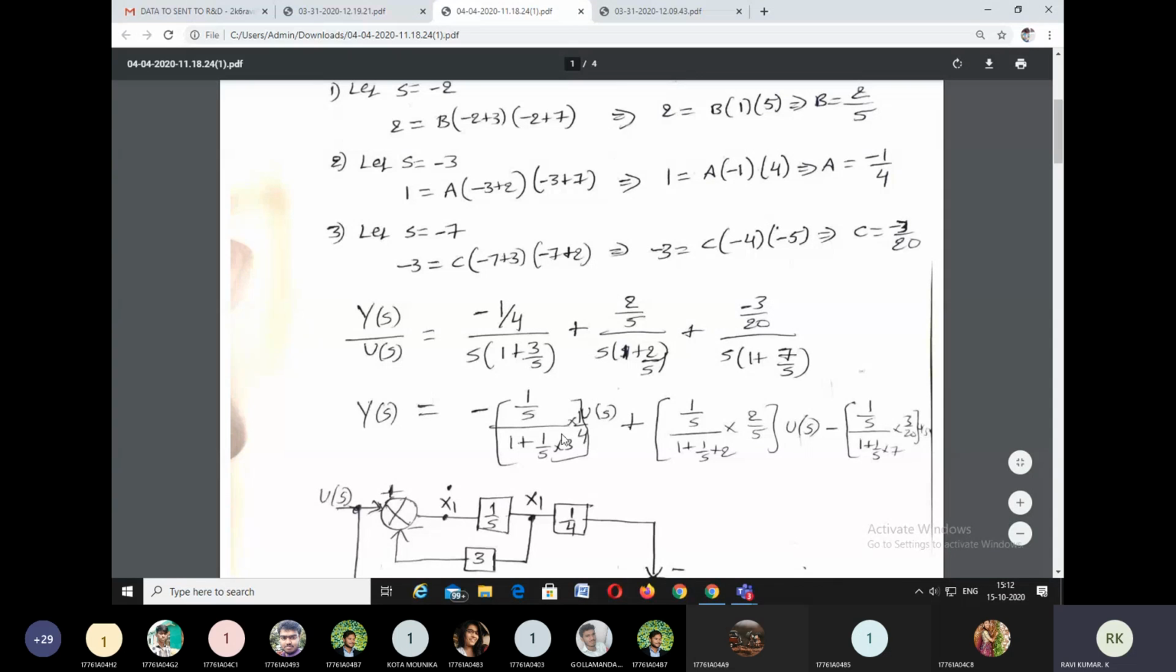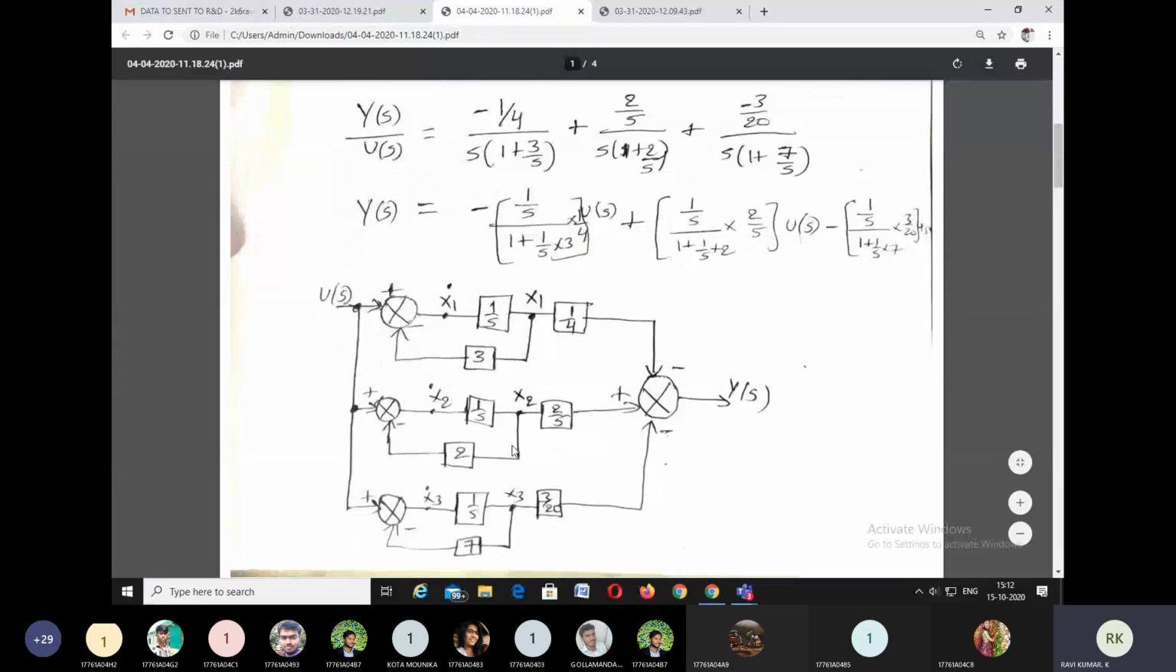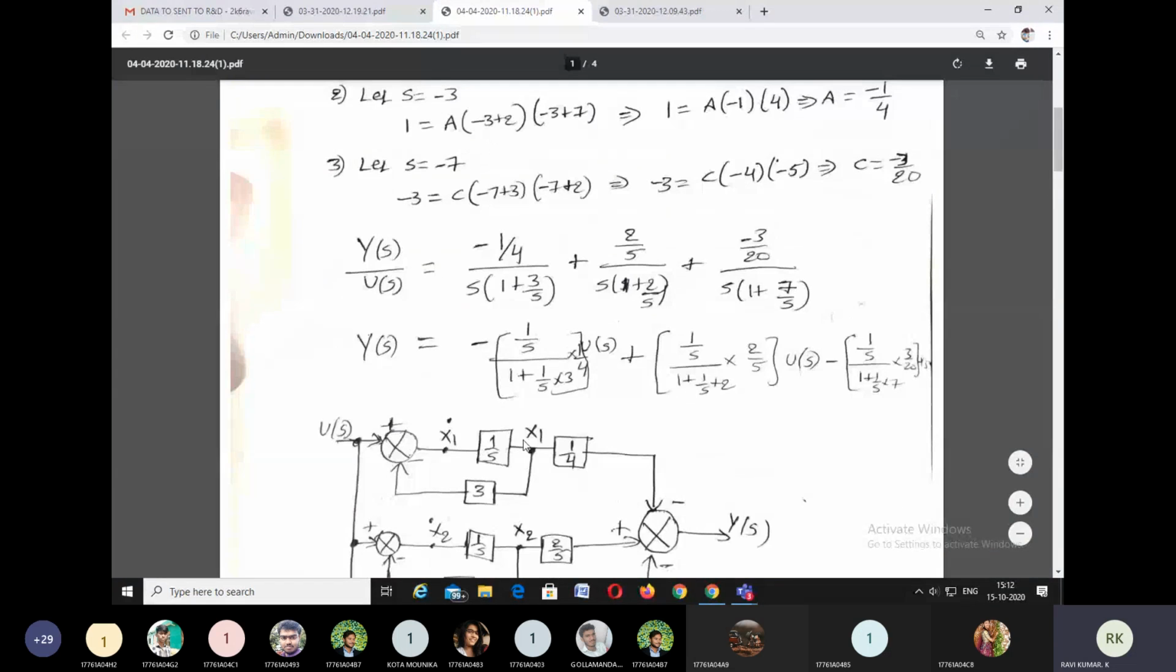Observe carefully why I am writing this. It is in the form G(s) by 1 plus G(s) into H(s). G(s) is 1 by s. For negative feedback, I can write the function G(s) by 1 plus G(s) into H(s) for this block diagram, right? So for this term, 1 by s here, and negative feedback gain is 3. For this block it is G(s) by 1 plus G(s) into H(s), but that is multiplied with 1 by 4 here.